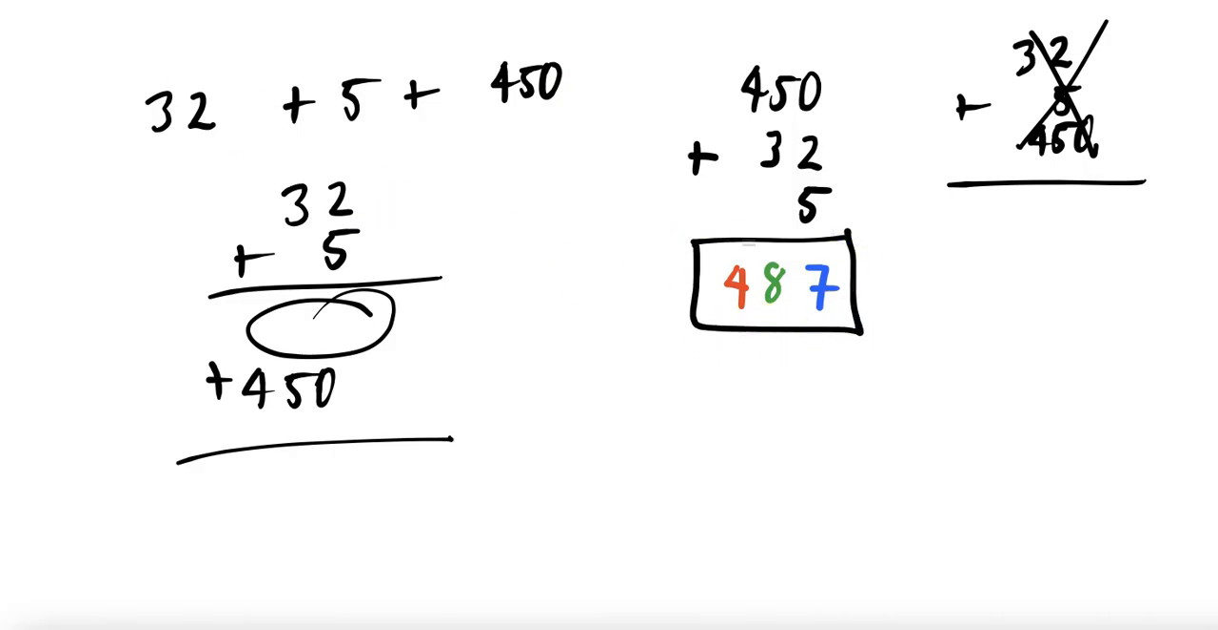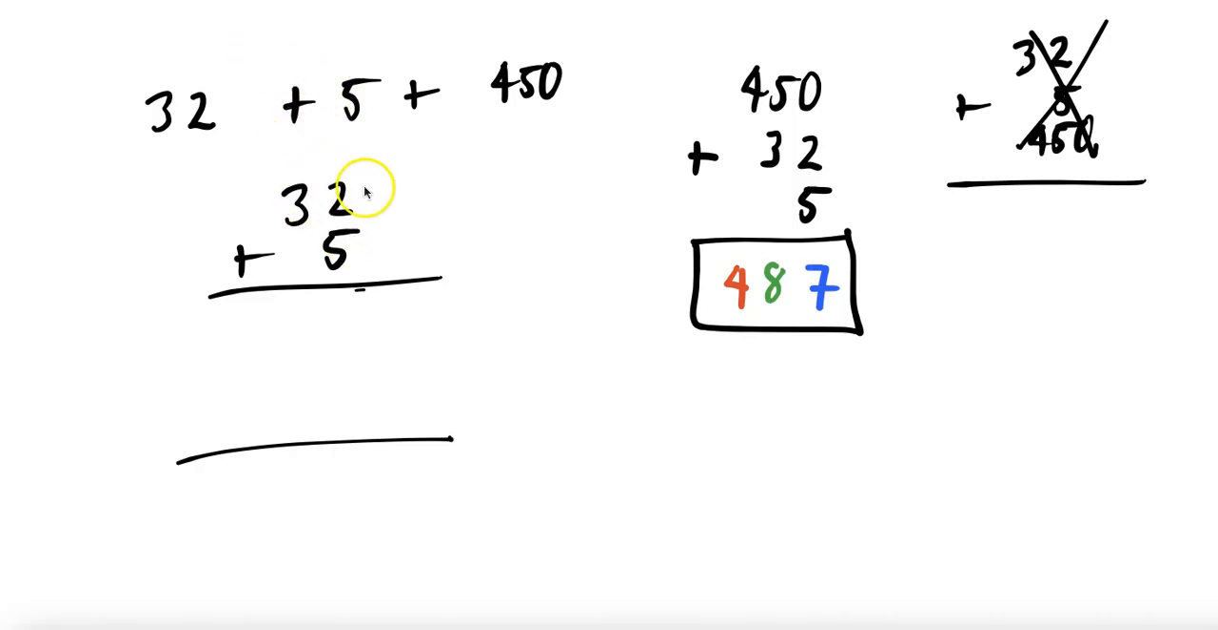Now, if you want to work with 2 digits at a time and not all 3, then you can do it like this. You can also say 450 plus 32 and then add the 5. When you're adding, you're going to get the same answer if you add 2 plus 5 or 5 plus 2. The order is not going to change the answer. Okay? That is true when you're adding or multiplying, but not when you're subtracting, and we're going to see it after in the next video.